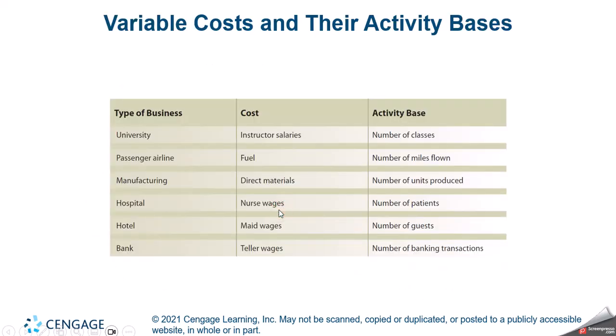Things that are variable, like if we're looking at our universities or colleges, our instructor salaries. Those are tied to our number of classes. As our number of classes goes up, we will pay more instructors and we'll have more instructor salary expense. If we go down to manufacturing, again, we already talked about direct materials. Those are tied to our number of units produced. As we produce more units, our direct materials go up. Go down to the bank, our teller wages will go up with the number of banking transactions that we do.